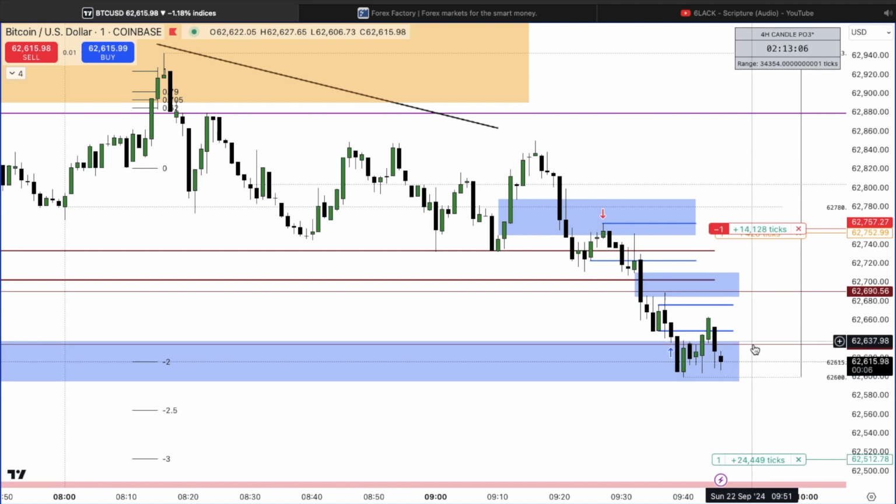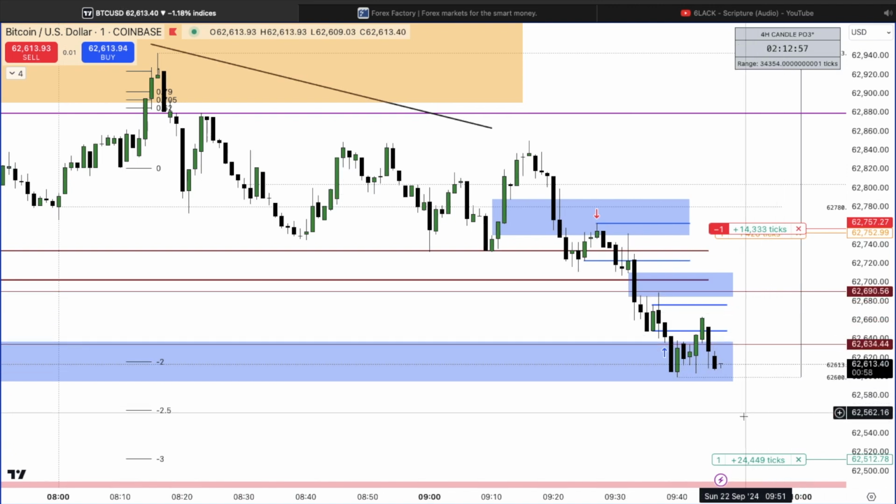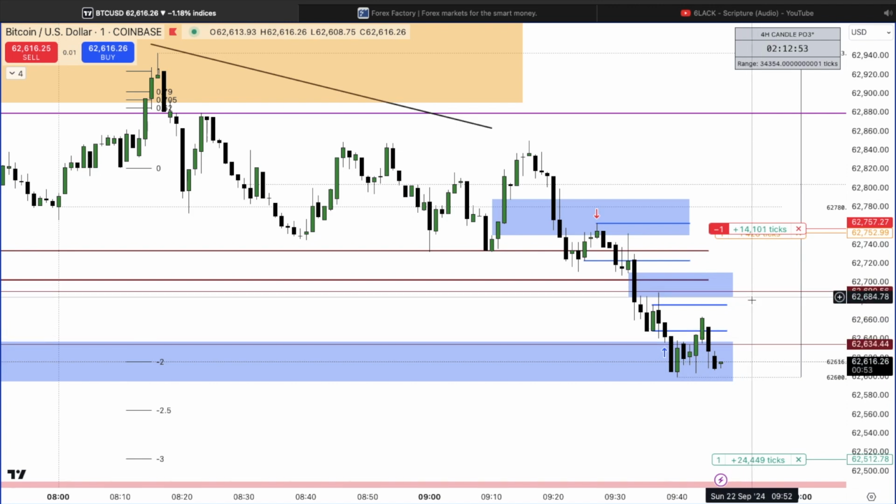Also want to see price maintain closure now below 62,634. I don't want to see it come back and start messing about here with maintaining closure above and whatnot. That's that 15-minute inversion that we're using, so I really want to see this also hold for resistance and keep it that way.